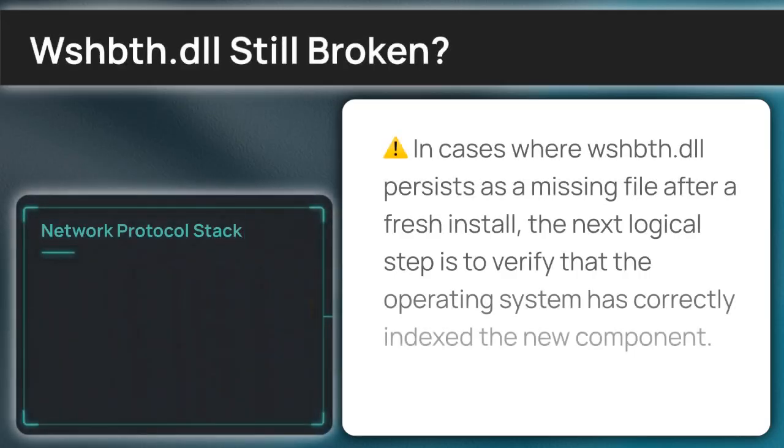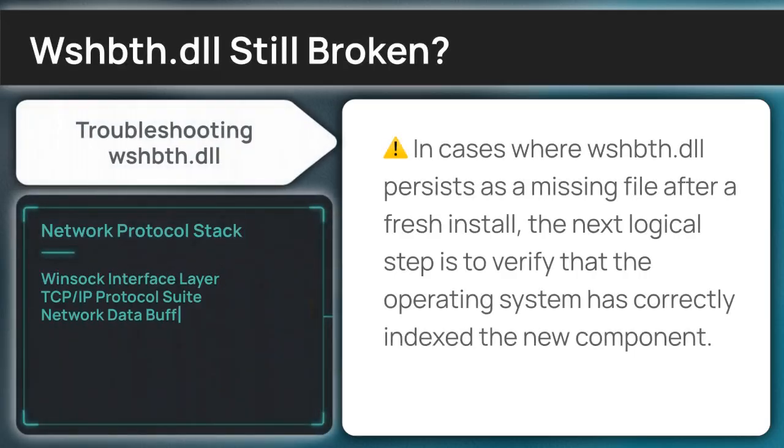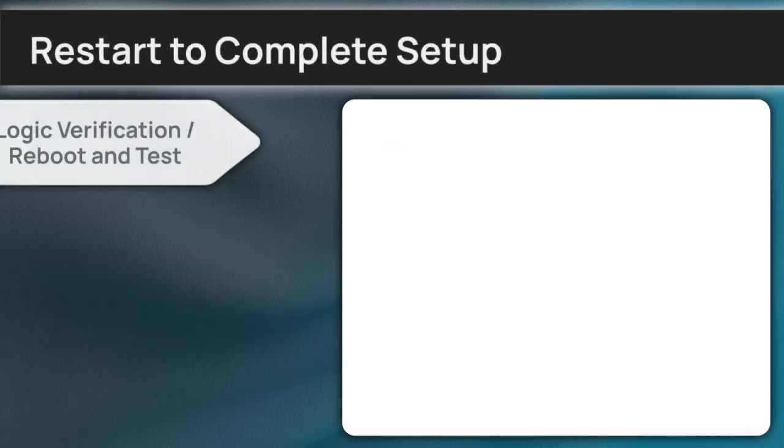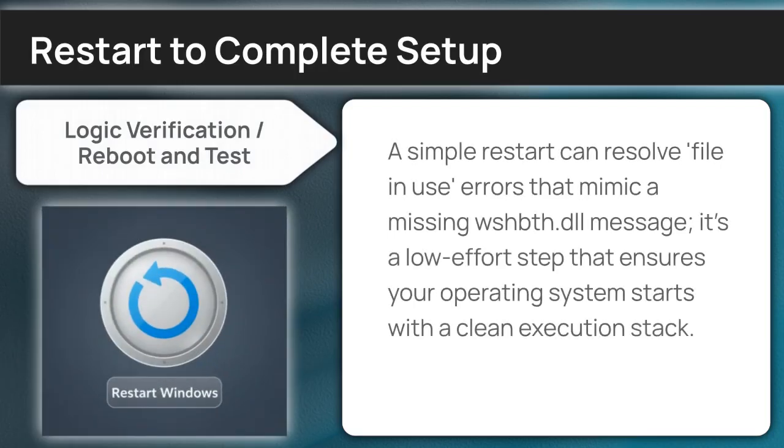Should the file remain missing after a reinstall, we need to ensure that the operating system is forced to re-index its shared library paths. If your system has been running for an extended period, a reboot might be necessary to re-sync your background processes and clear any temporary locks on the Wshbth library file.